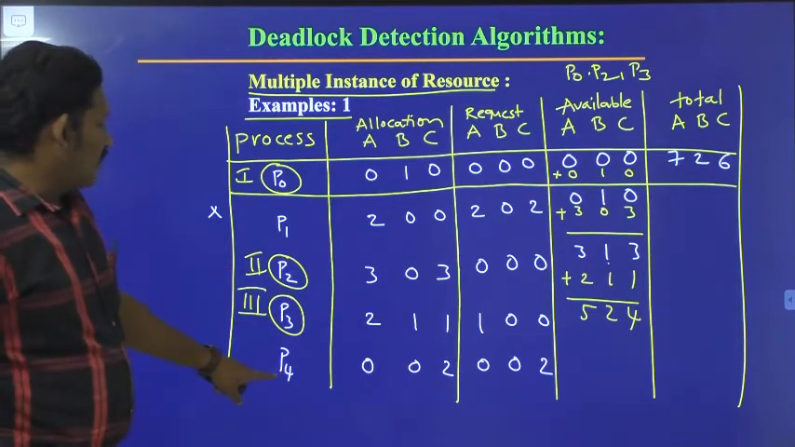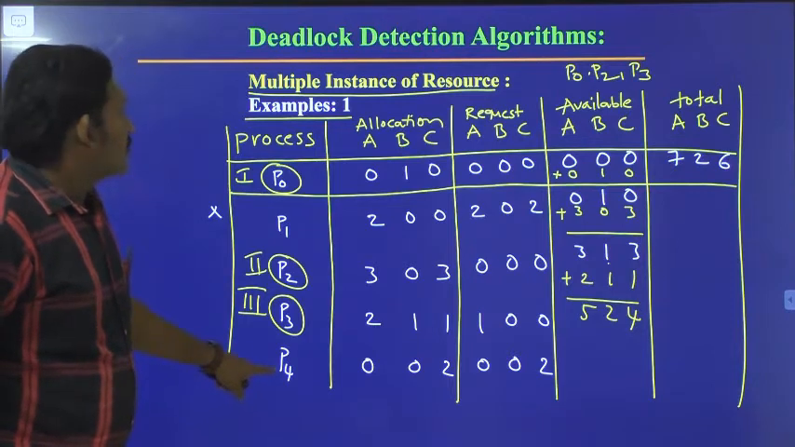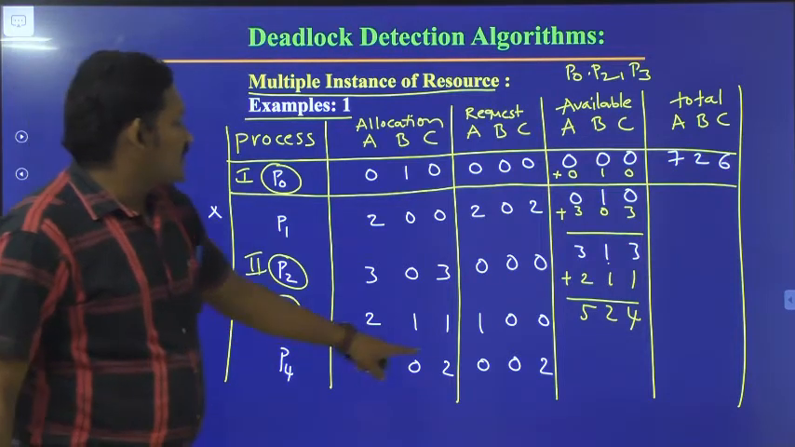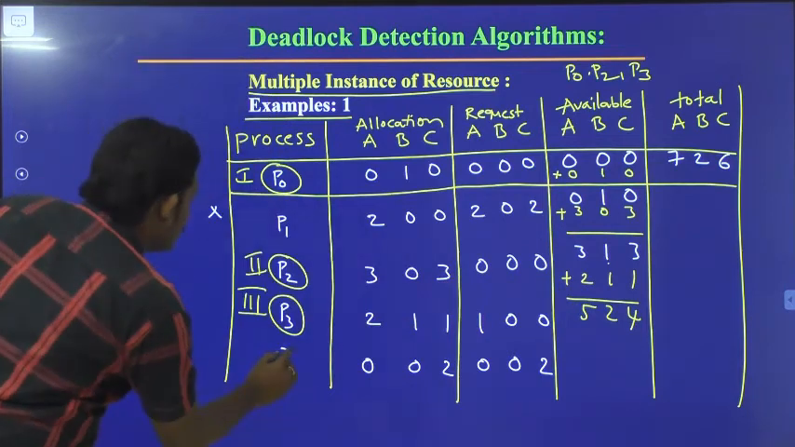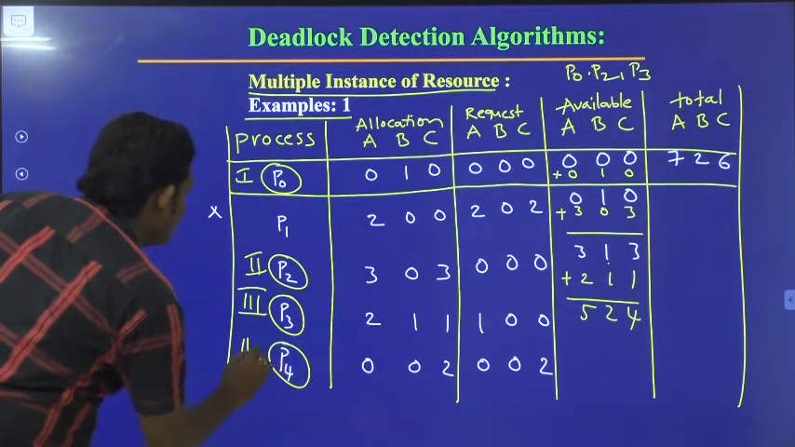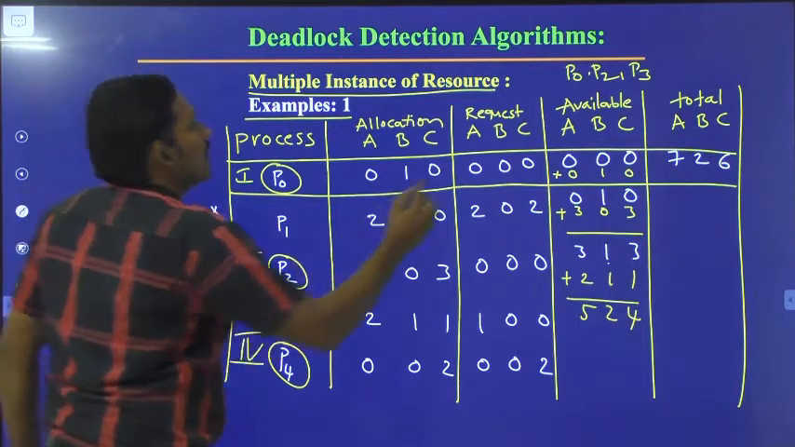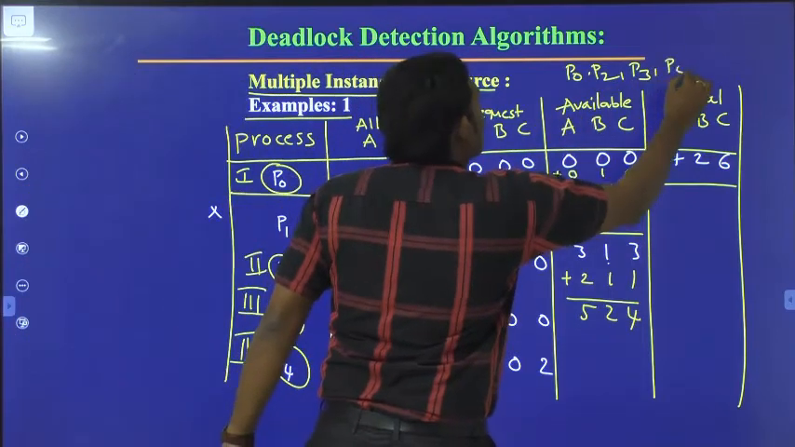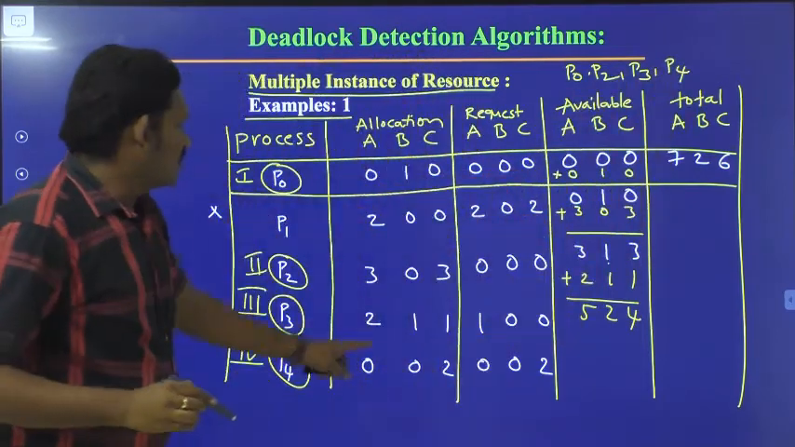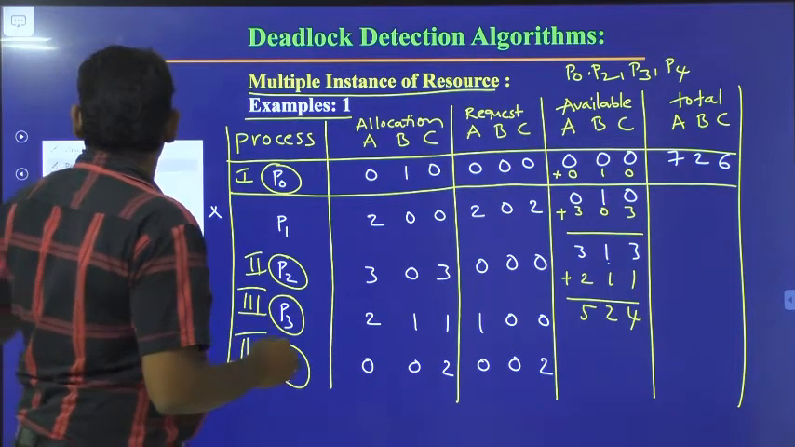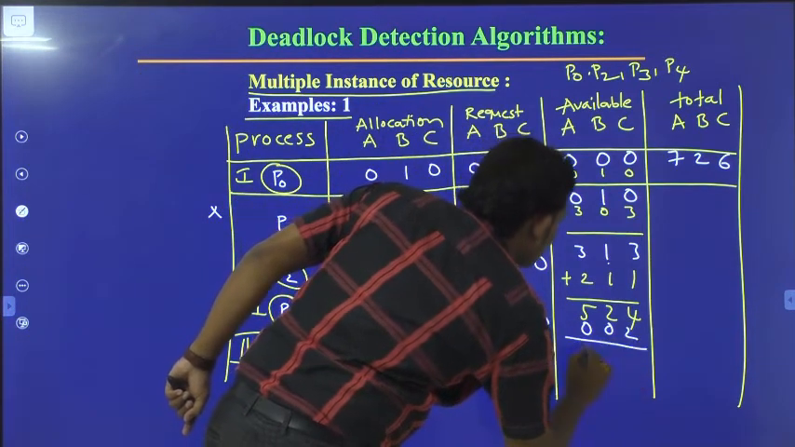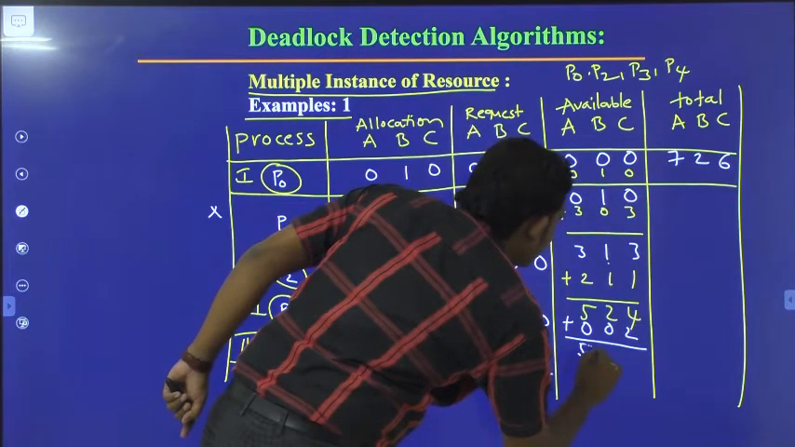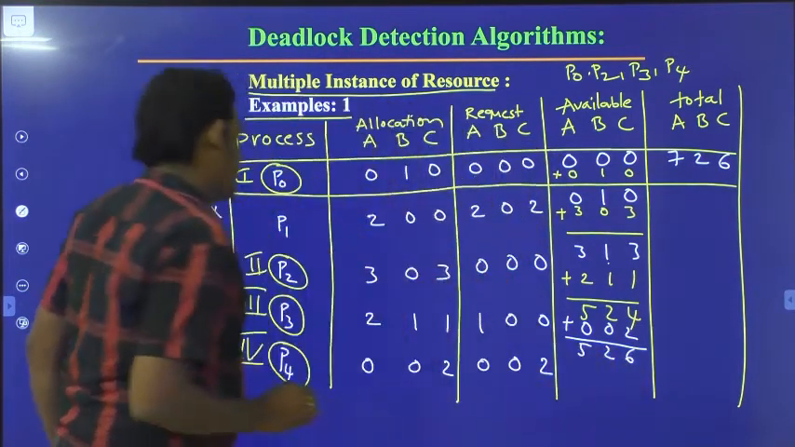So next we will go with the process P4. Process P4 requests 0, 0, 2, and available is 5, 2, 4. So we can execute this. Can be executed. So 0, 0, 2 will be released. So when we release 0, 0, 2, what happens? So 5, 2, 6 we will get.